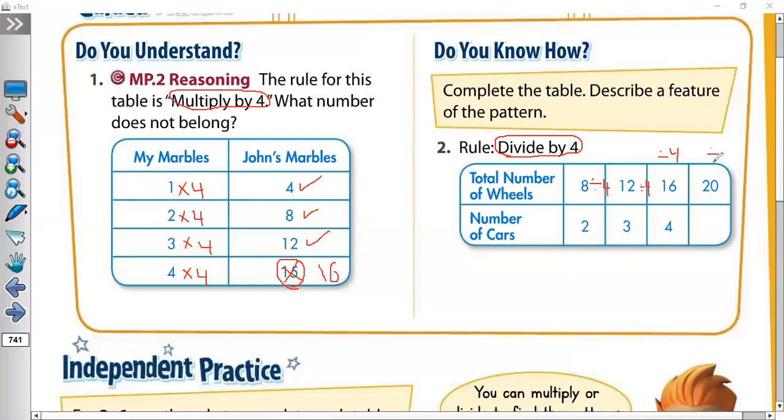20 divided by 4. What number are we going to multiply by 4 to get 20? Yes, it's 5 because 5 times 4 is 20. So 20 divided by 5 is 5. Another question.